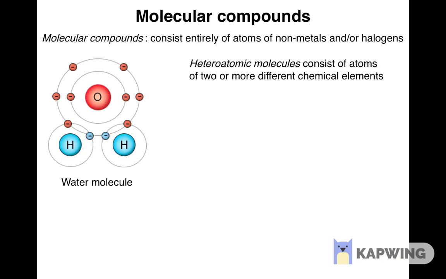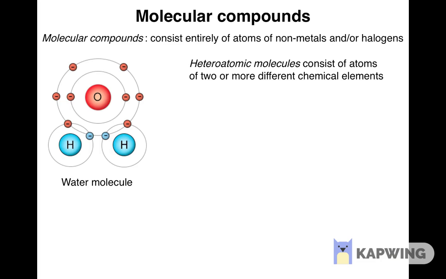In terms of the number of atoms in the molecule, molecular compounds, just like homoatomic molecules, can be either diatomic or polyatomic. For instance, a water molecule is polyatomic, meaning that it consists of more than 2 atoms, 3, 1 oxygen and 2 hydrogens. A carbon monoxide molecule is diatomic, meaning that it consists of only two atoms, one carbon and one oxygen.